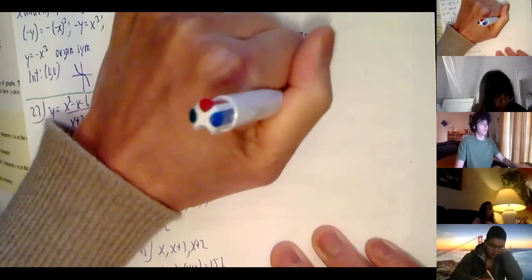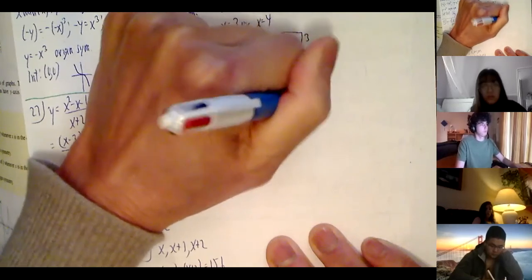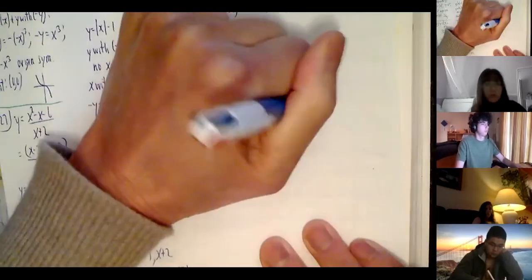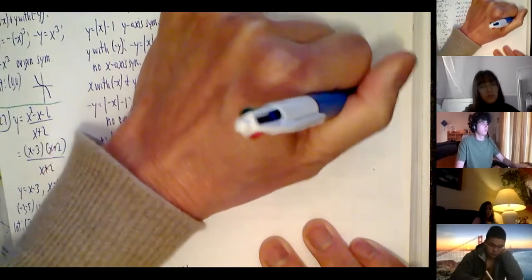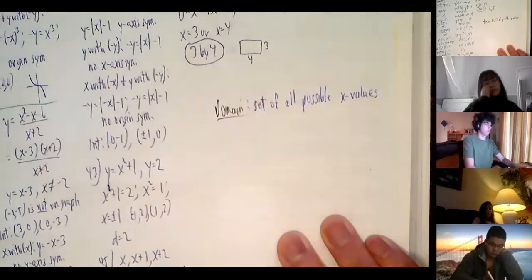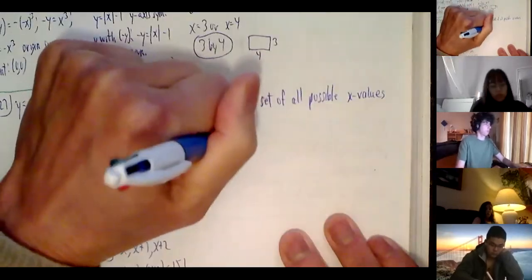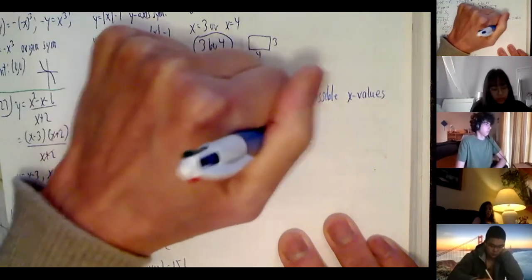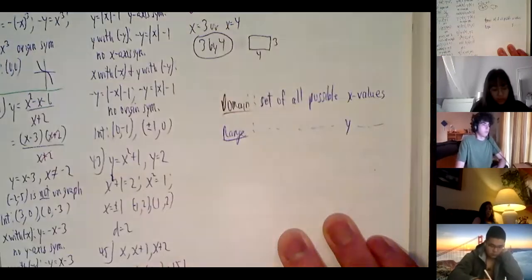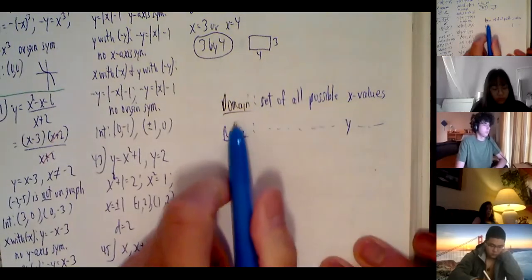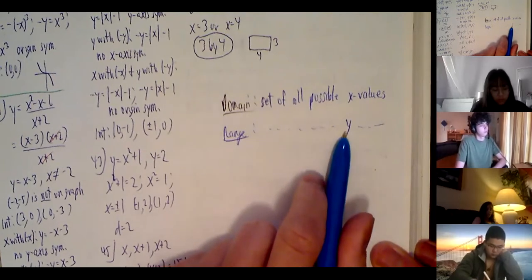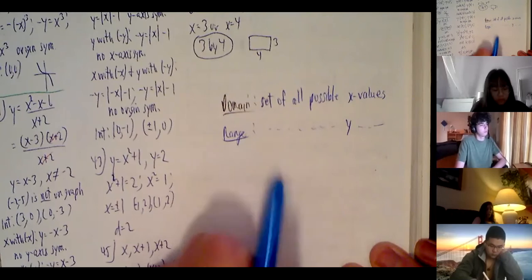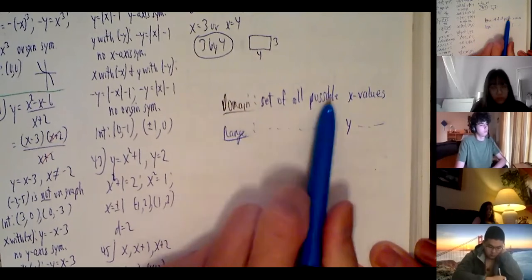Domain is the set of all possible x values, and the range is the set of all possible y values. Okay? So domain, set of all possible x values, range, set of all possible y values. You can put that in your cheat sheet if you want. If I were to make you memorize it, then it's alphabetical. D is before R, X is before Y.